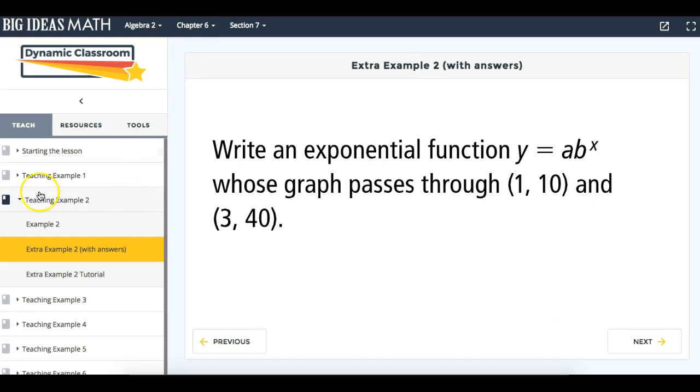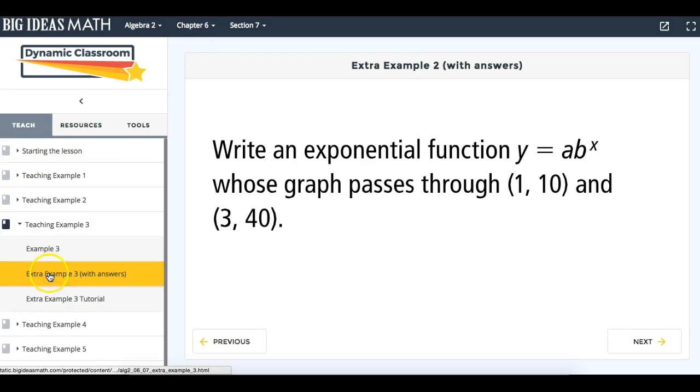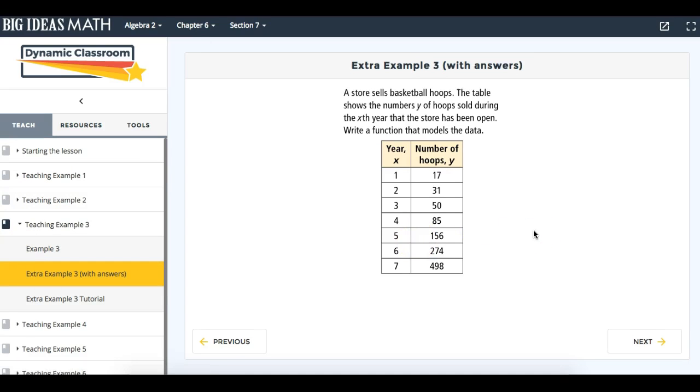For another practice problem for you, I want you to look at this table and go through all the same steps. This is the data table of a store that sells basketball hoops. x is the number of years they've been in existence, and y is the number of hoops they've sold per year. I want you to write a function that models the data. So follow all the same steps that we just did on the last one. For your input, I want it to be the function. So make sure you have your numbers as accurate as possible, and round them off to 2 decimal places if needed.